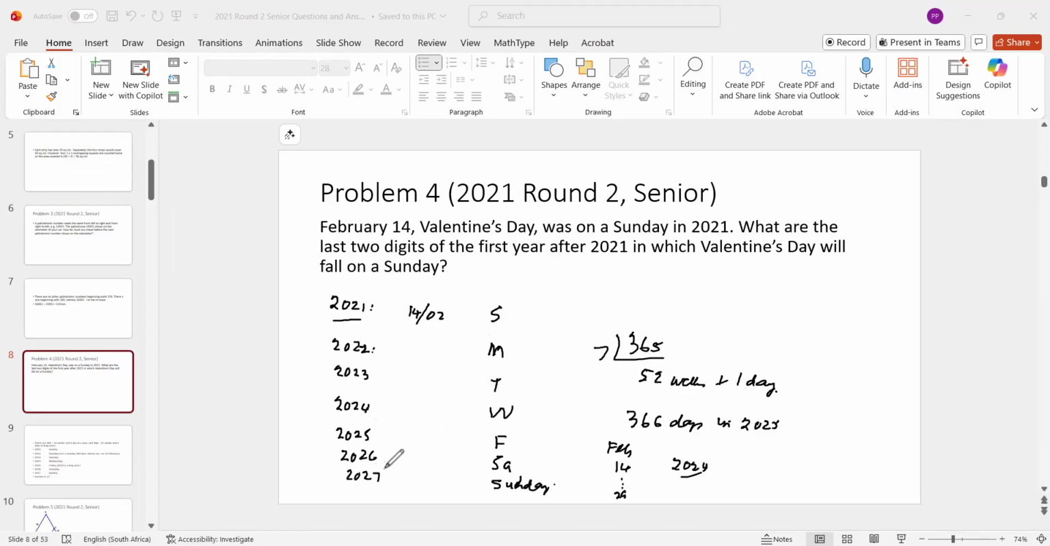What are the last 2 digits? On the first year after 2021 that it falls on a Sunday, you can see first time it falls on a Sunday is on 2027, and the last 2 digits are 27. So the answer to the question is 27. They simply wanted the last 2 digits. Okay, so that is the answer to question 4.